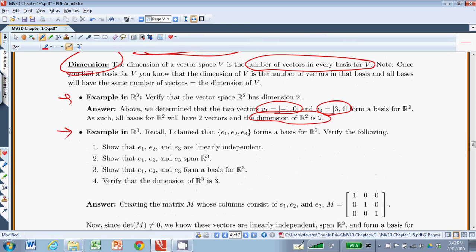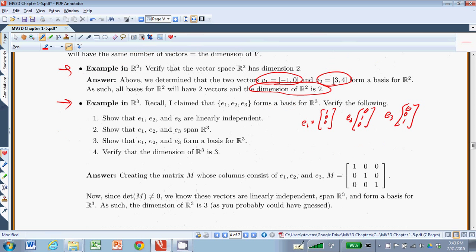Another example, in R3, I claimed that E1, E2, and E3 formed a basis for R3. That was a couple sections ago, where E1 was (1, 0, 0), E2 was (0, 1, 0), and E3 was (0, 0, 1). I said this is the standard basis, right? So now it's pretty easy to confirm that that is indeed a basis, and it's much easier than you think.